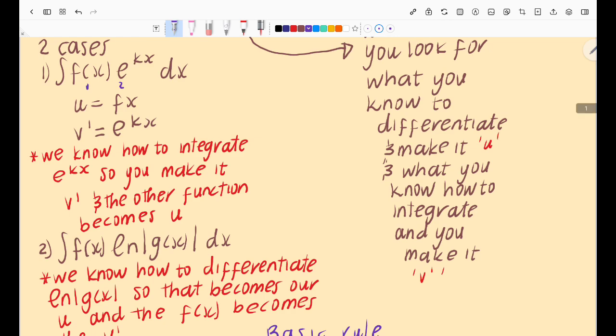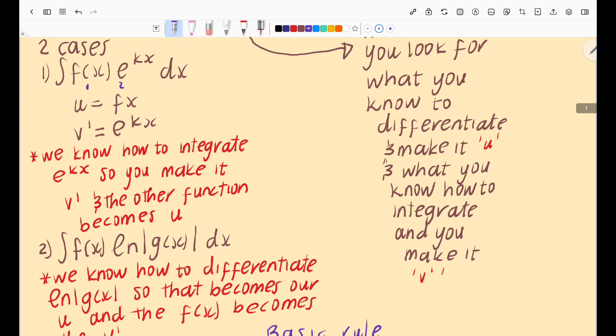So you're going to be given two functions multiplying each other, and between those two functions there's going to be a function that you know how to integrate and a function that you know how to differentiate, right? So you look at your function and you ask yourself, which one can I integrate? Which one do I know how to integrate given the rules that I do know?